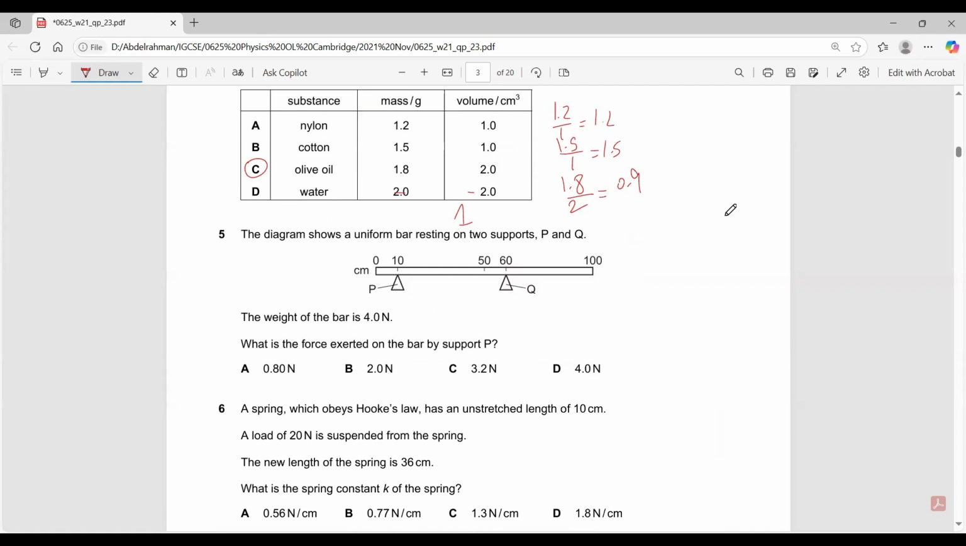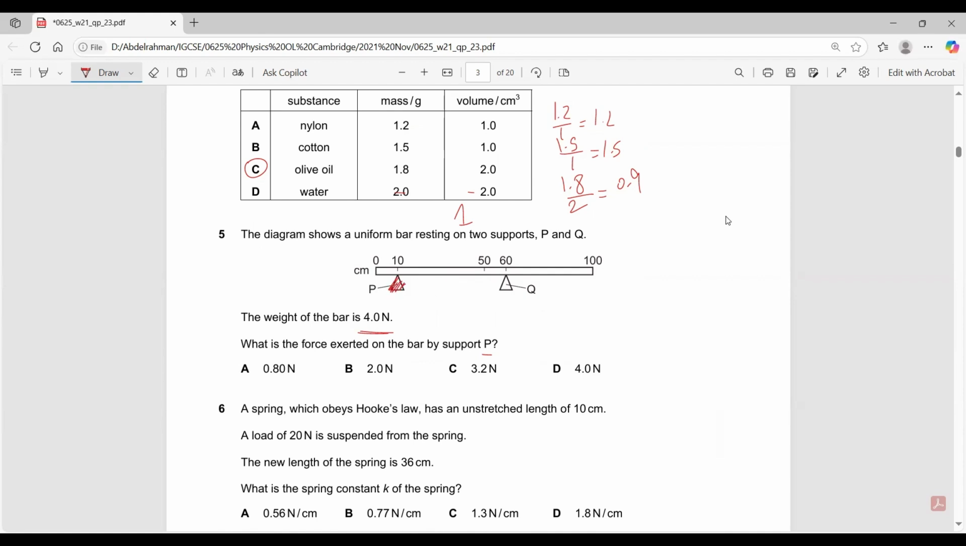The weight of the bar is 4 newtons. What is the force exerted by support P? The weight of the bar is 4 newtons. Can I find the force at support P? Yes, I can find the force at support P. How can I do that? By kind of eliminating this pivot.